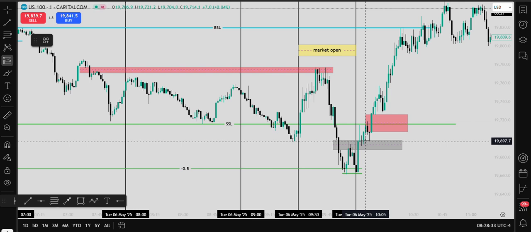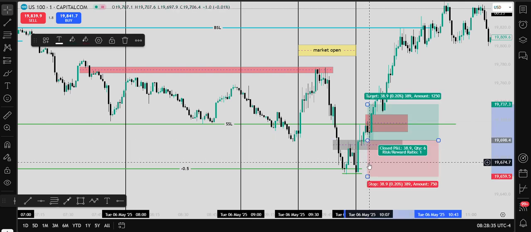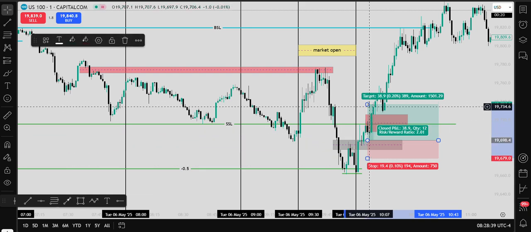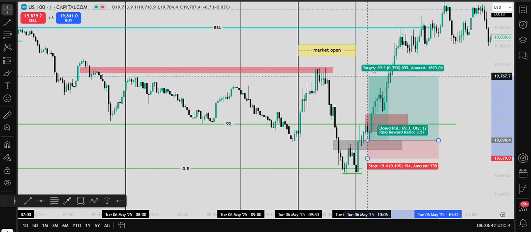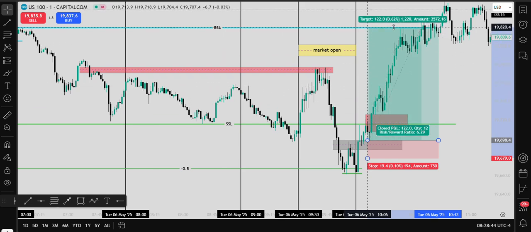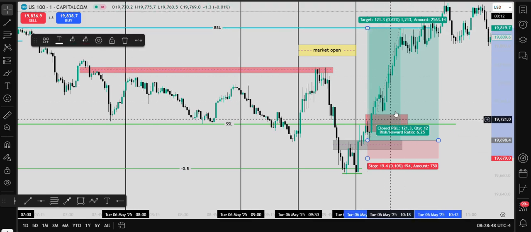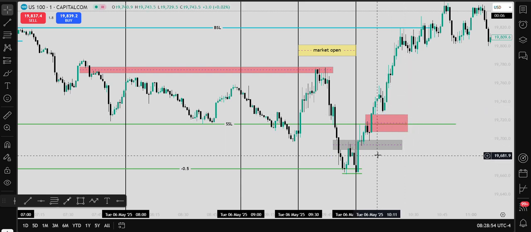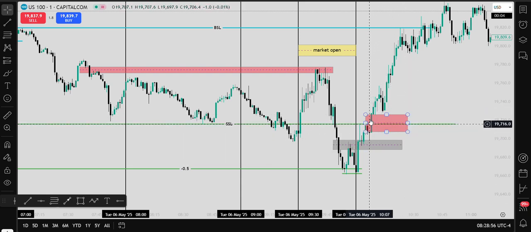We would have entered right there with our stop loss right below the fair value, and we target the buy side liquidity right there, which was well reached and achieved. If we missed that entry, we also had another fair value that was created right here.